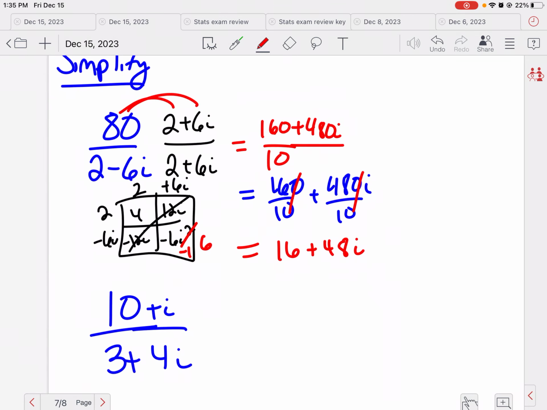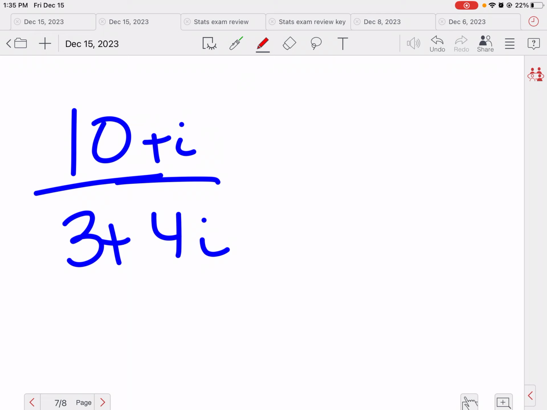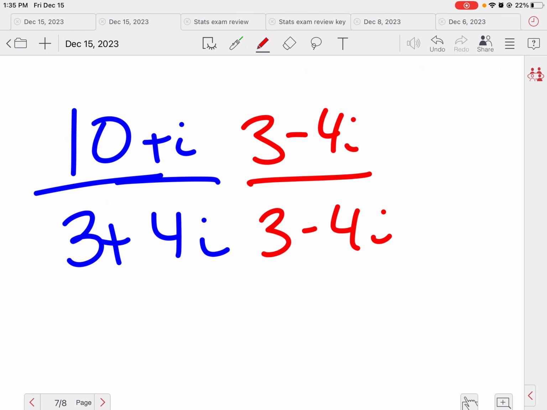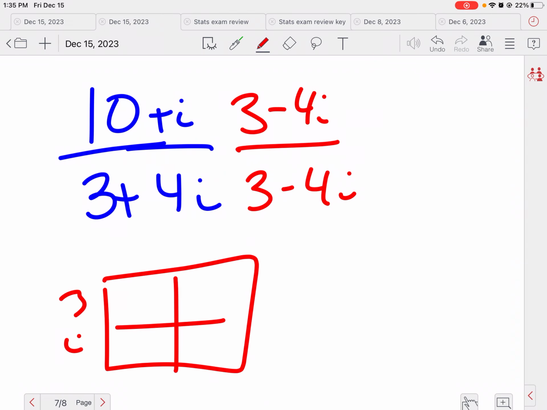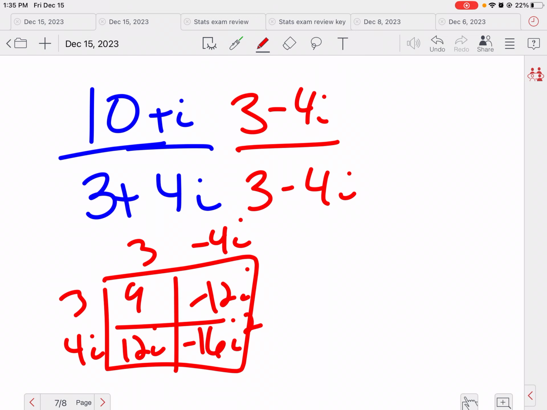Okay. Maybe go ahead and pause the video here and see if you can do this one. So again, I'm going to multiply by the conjugate, same numbers, just flip the sign. So I'm going to have to FOIL this denominator here. So this is 9, 12i, minus 12i. Apparently I like the number 12 today. Negative 16i squared.